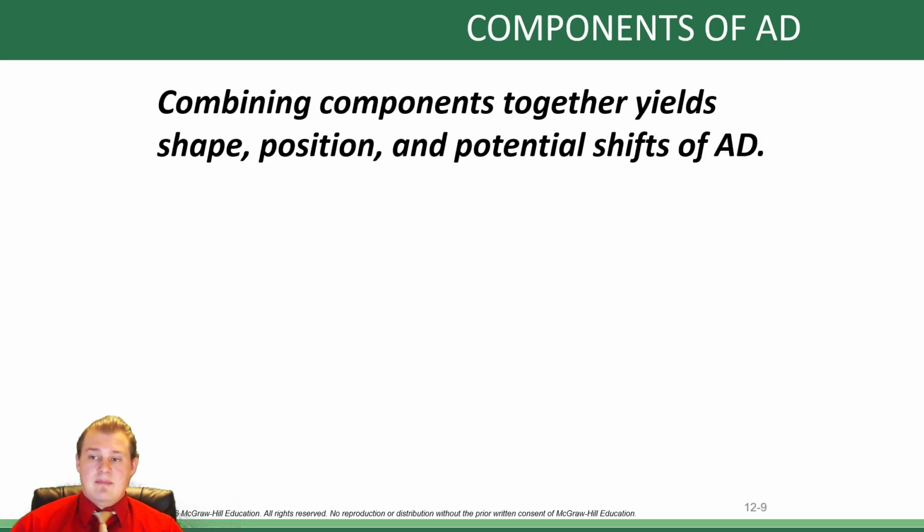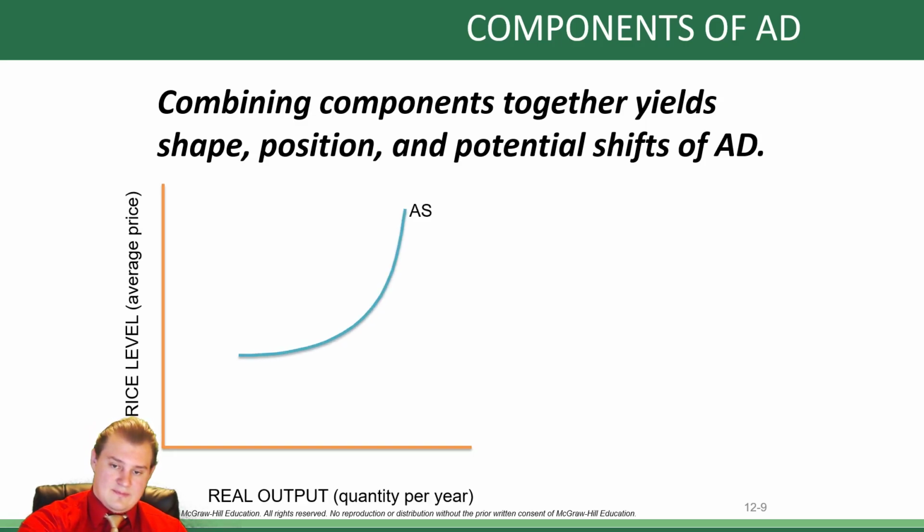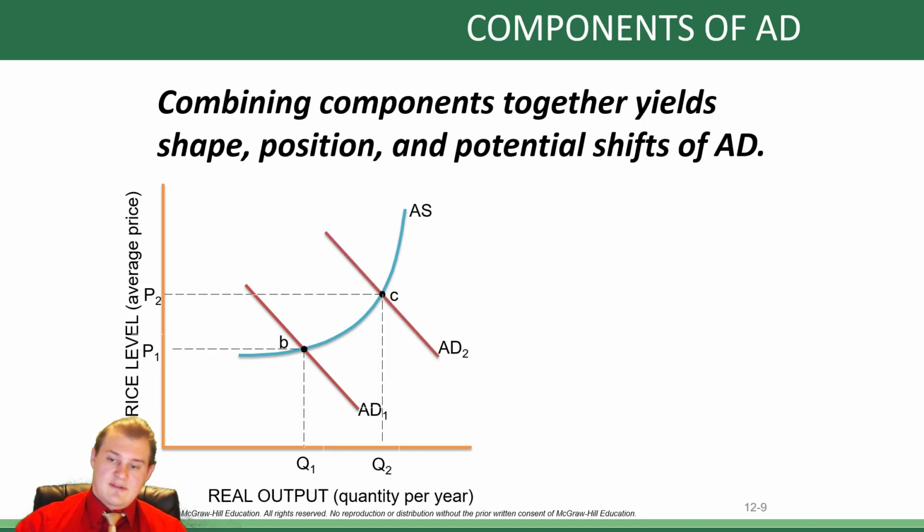And then when we combine all this together, we get the shape, position, and potential shifts of AD. So all these things together are the AD curve. Right there, they're showing us AS. Okay, right there you have AD in red. And if it shifts, you're going to go over and out.